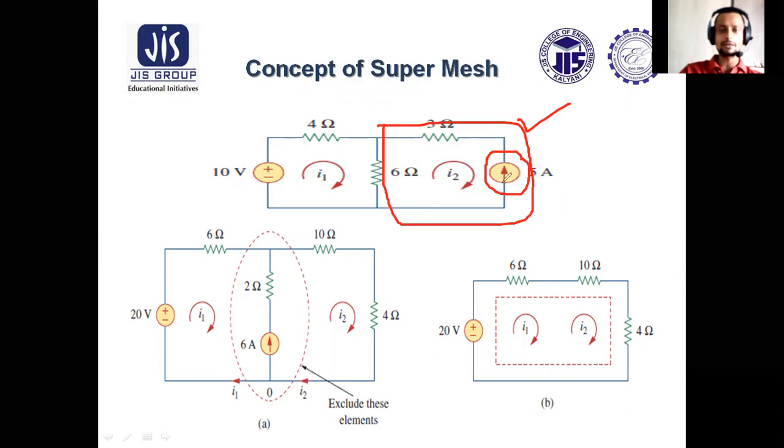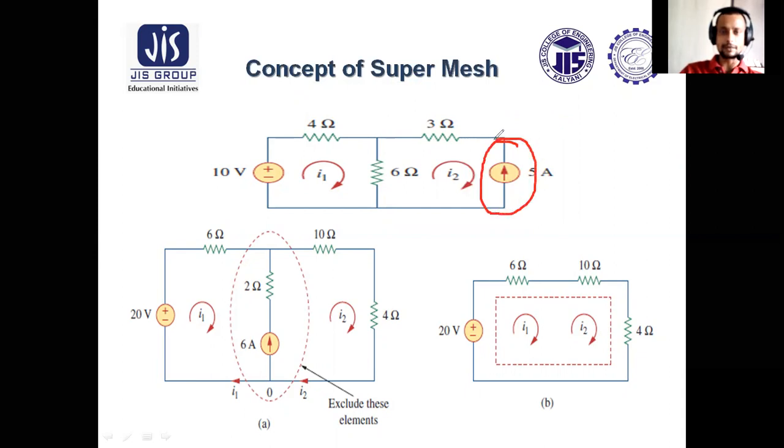What is voltage drop across this current source is not known to us. So as per KVL, voltage drop in each element needs to be known. That is why KVL is restricted for this loop due to presence of this current source. So what can we do here? We can consider this as super mesh.